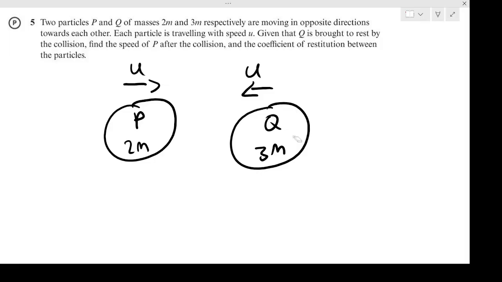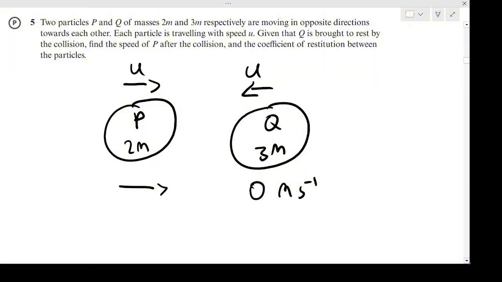Hopefully happy with this. Then I'm told that Q is brought to rest after the collision. So that means Q is going to end up with 0 speed. It's not going to move anywhere, okay? What about P? We're not told where P is going to go. So again, let's just assume it's just going forward, right? So if you don't know the direction, probably best to just assume it goes forward, right? And so there we are.